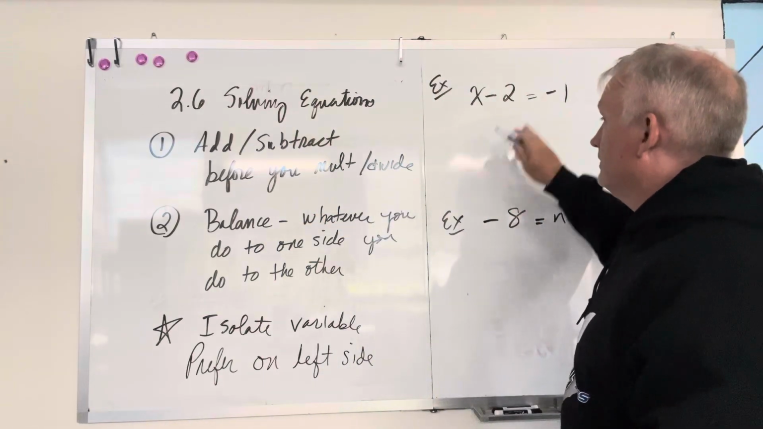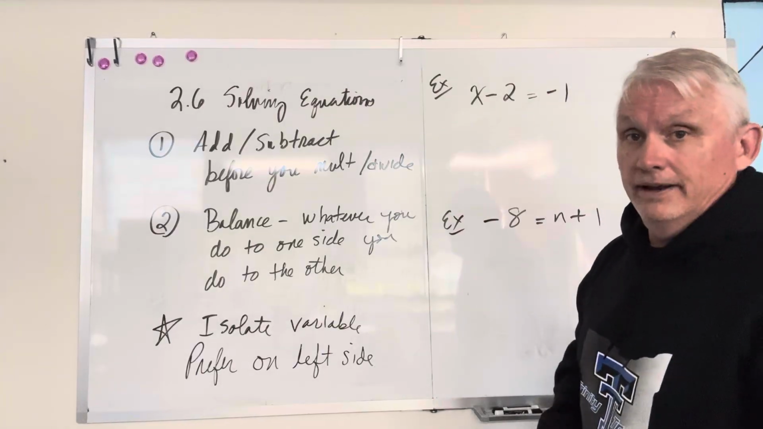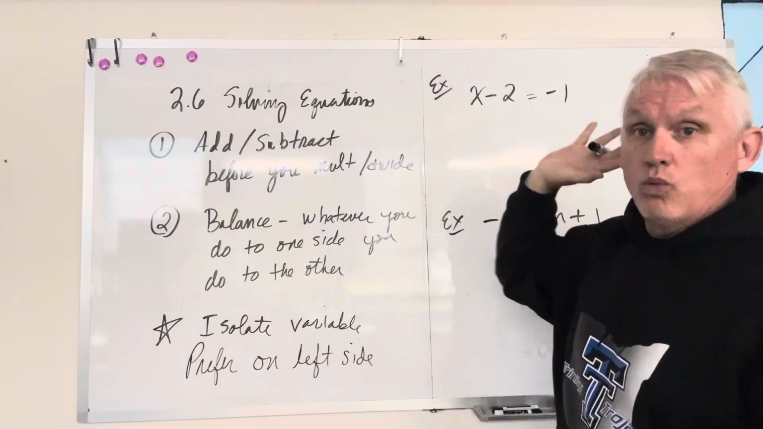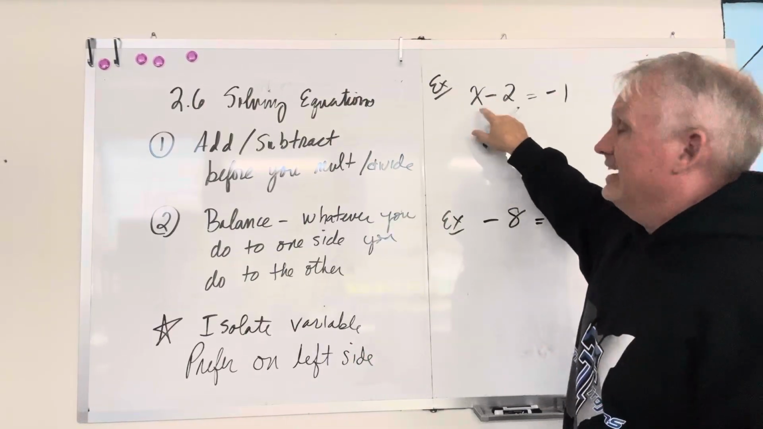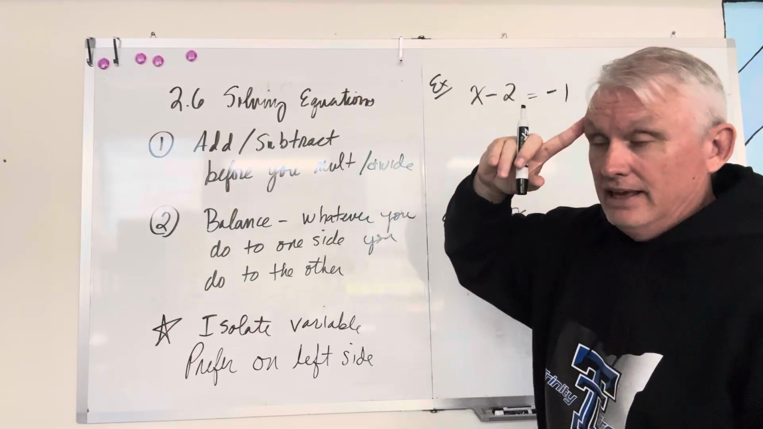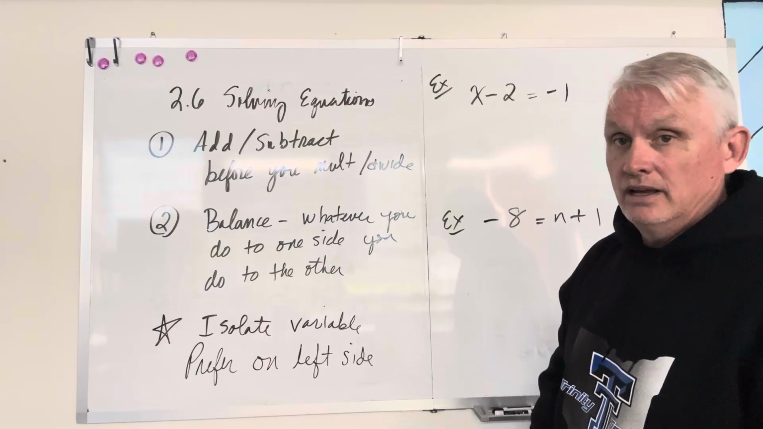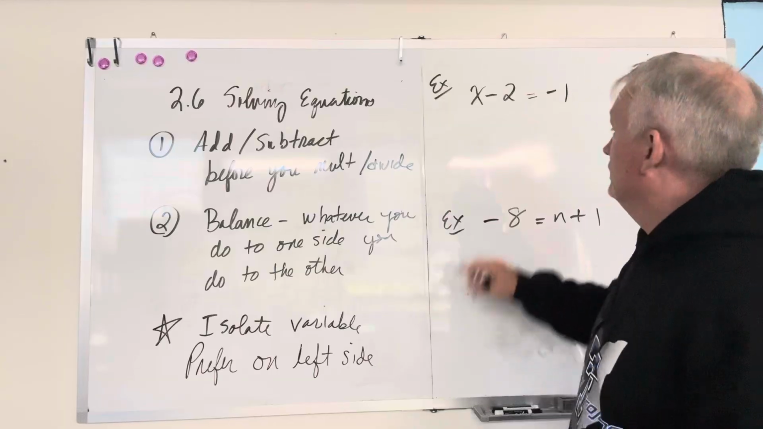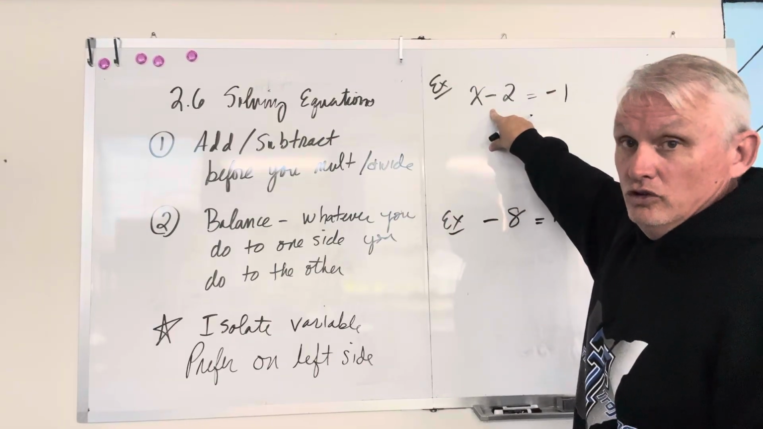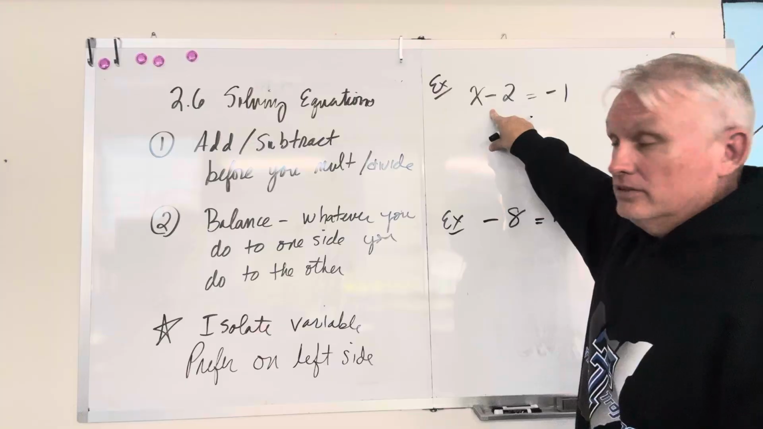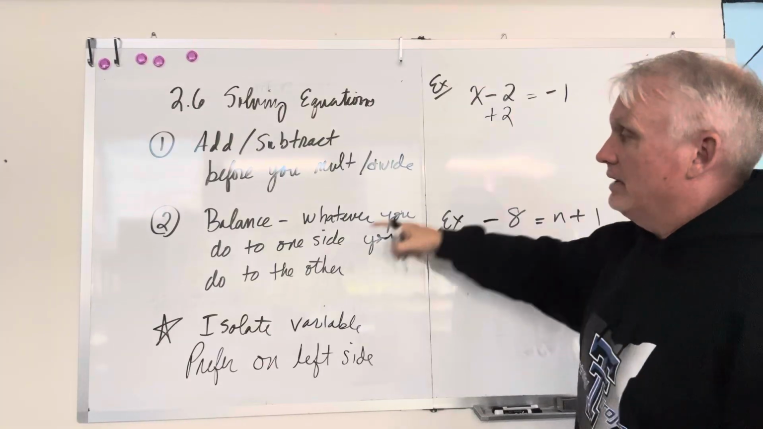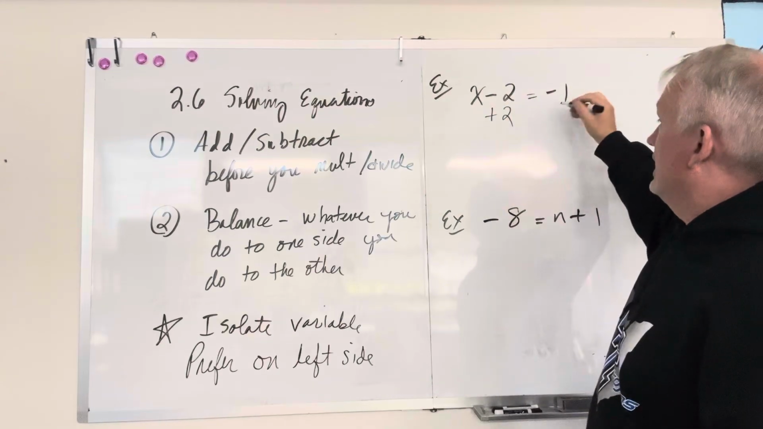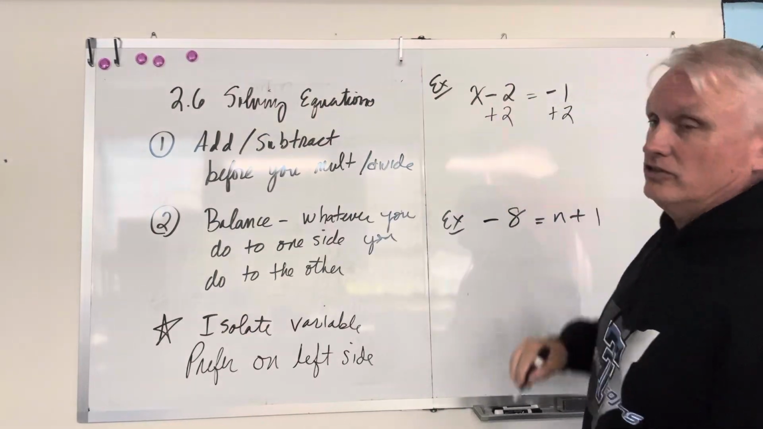Let's talk about this one. X minus 2 is equal to -1. Goal: I got to get the x by itself. I got to get everything away from it. Isolate the x, get everything away from it. Remember what I said. You got to add or subtract before you multiply or divide. But remember what I said, it's opposite day. So if it says -2, you do the opposite of minus, which is plus. +2. Remember I said balance. Keep things balanced. Whatever you do to one side of the equal sign, you got to do to the other. So if you +2 here, you got a +2 here.